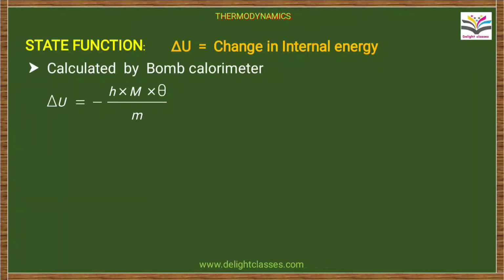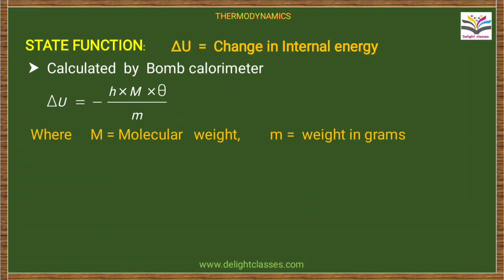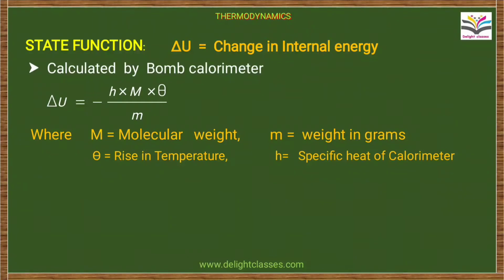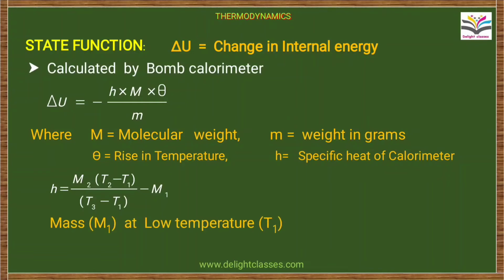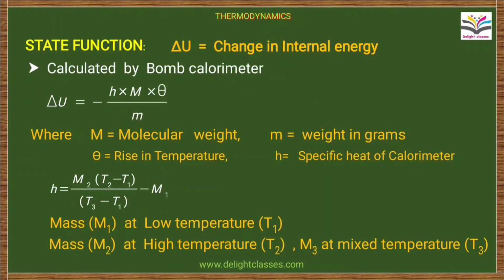Delta U is equal to minus H into m theta by small m, where m is molecular weight, small m weight in grams, theta rising temperature, H specific heat of calorimeter. H is equal to m2 into T2 minus T1 by T3 minus T1 minus m1. m1 at low temperature, m2 at high temperature, m3 at mixed temperature.